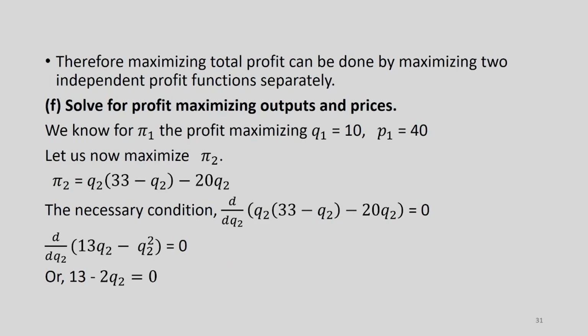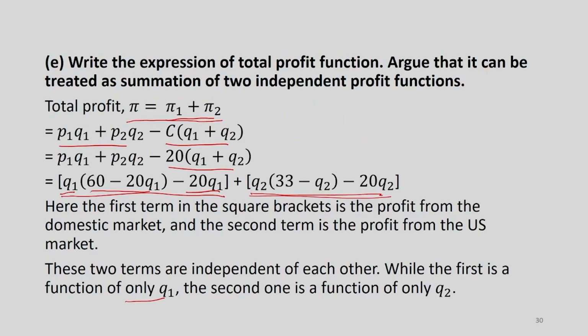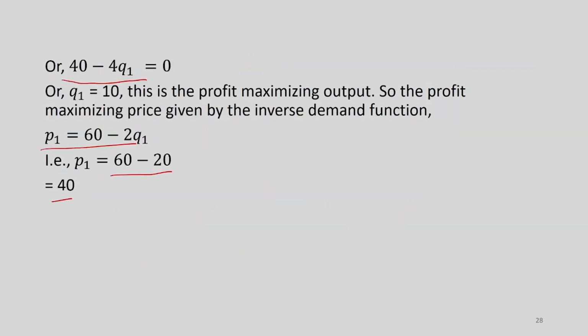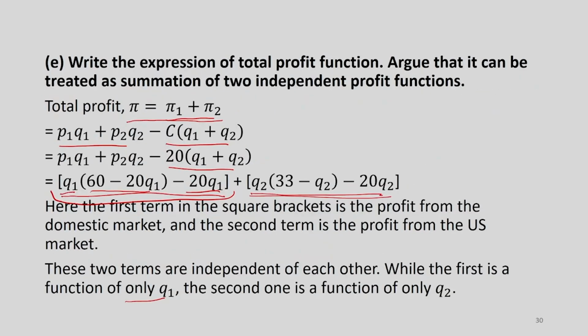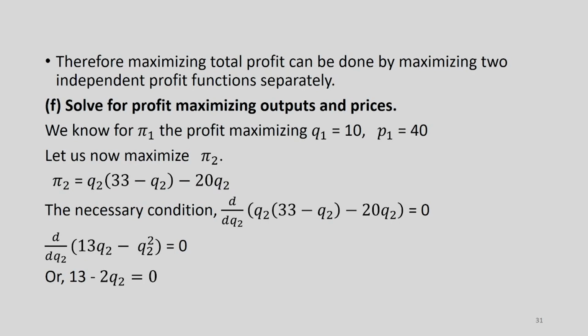Okay. Solve for profit maximizing outputs and prices. So, this is the sixth part, right. This is, I think, the last part. Now, for the first part, which is the profit maximization in the domestic market, that we have already done. The quantity was 10 and the price was 40. Q1 was 10, P1 was 40. So, that was done. Now, we can do the profit maximization for pi 2.